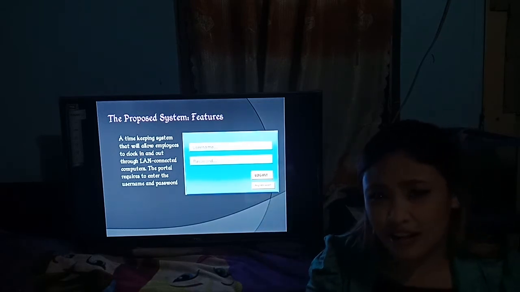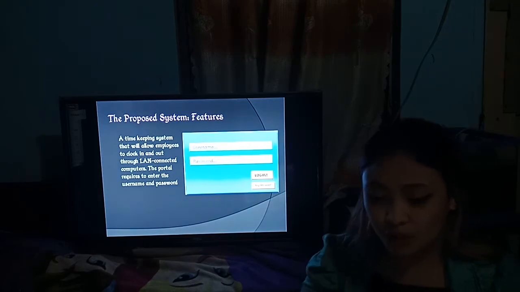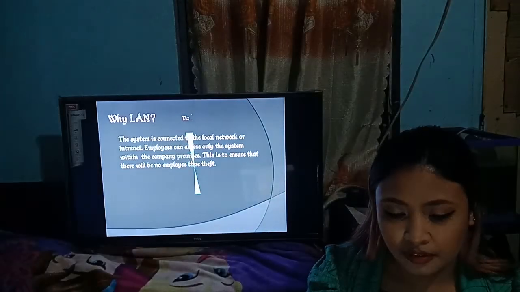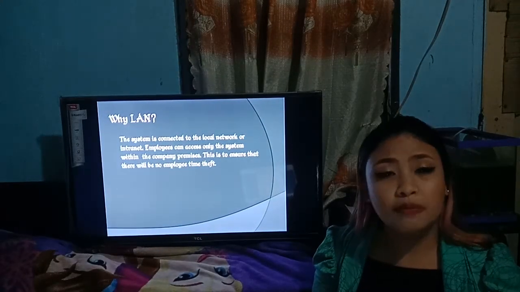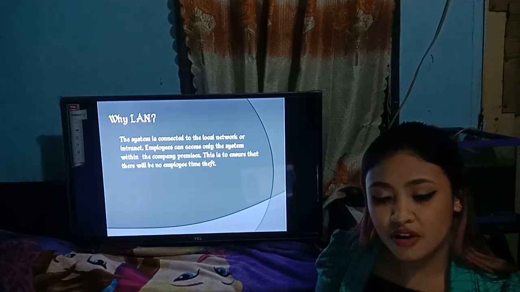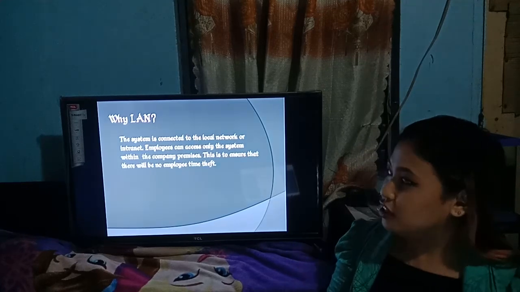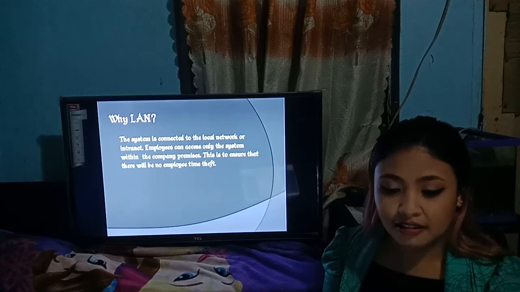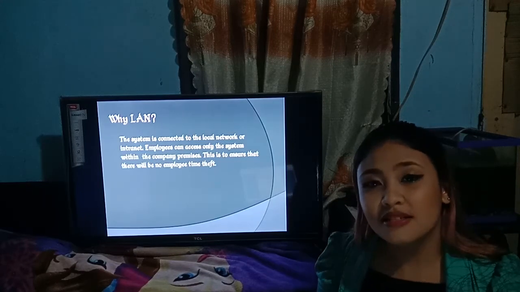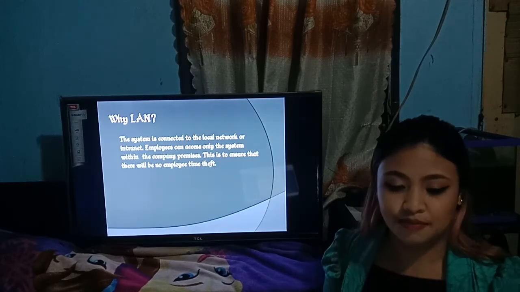So the next question here is, why did I choose LAN? I would like a system that will prevent employee time theft. If the system is connected to the local network or the intranet, they can only access it inside the company's premises.